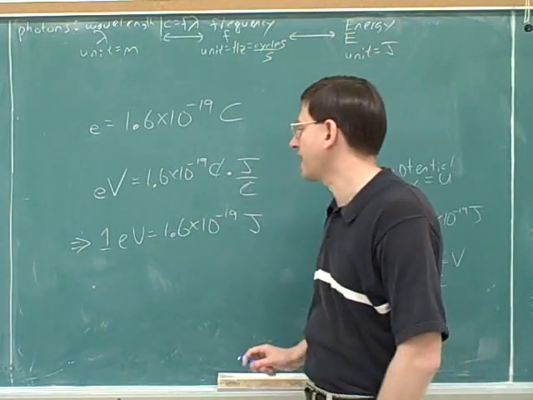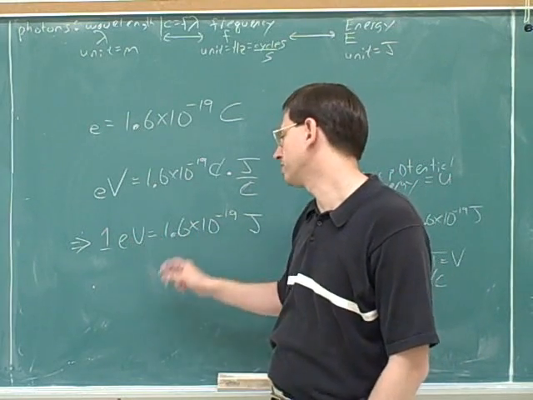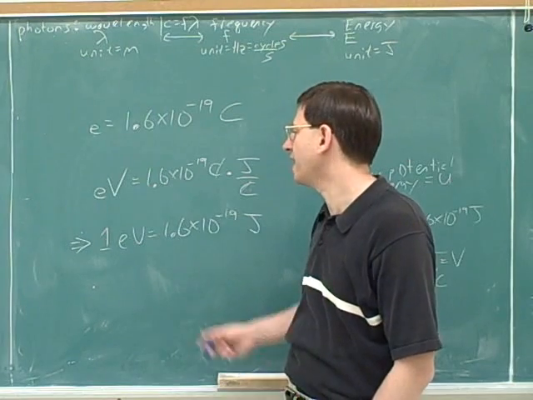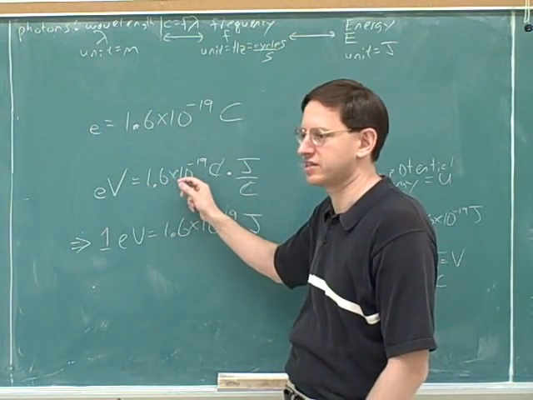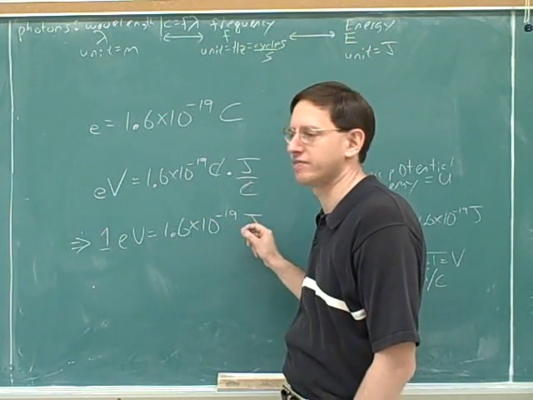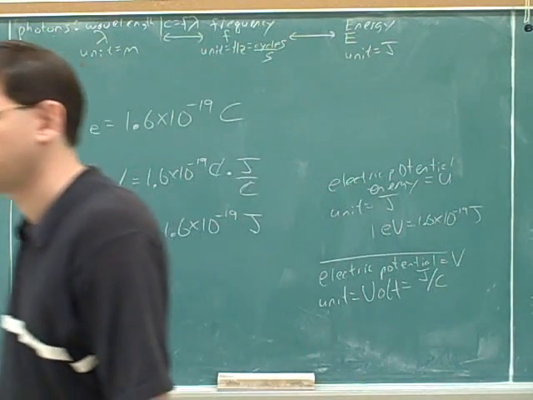So we actually also worked out the conversion between these. 1 electron volt is 1.6 times 10 to the negative 19 joules. If you forgot that, you should be able to work that out just by plugging in. Since e is 1.6 times 10 to the negative 19 coulombs, eV is 1.6 times 10 to the negative 19 joules.